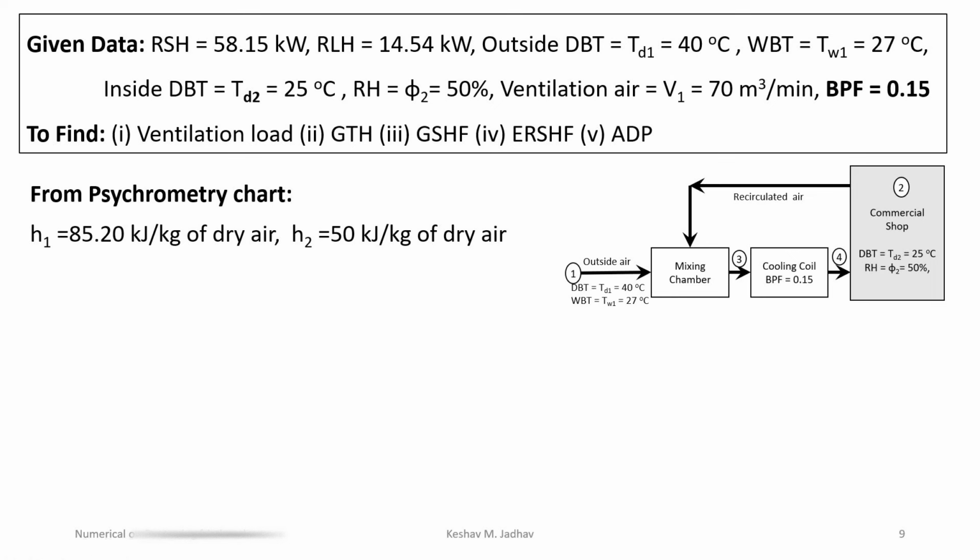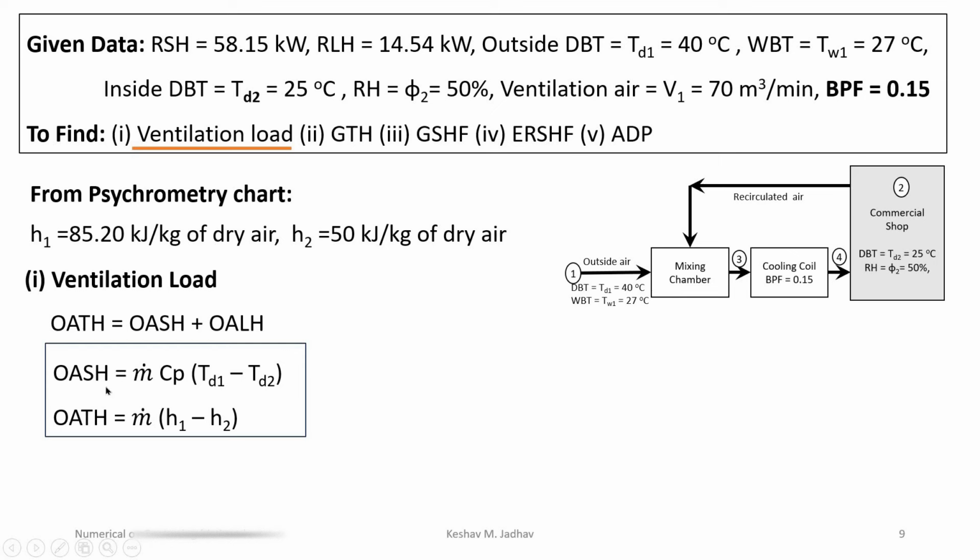Now we have to calculate the ventilation load. To calculate ventilation load, we have outside air total heat, which is equal to outside air sensible heat plus outside air latent heat. Also, outside air sensible heat is equal to m Cp delta T. Here, delta T is the dry bulb temperature of outside air minus the dry bulb temperature of inside room air. And outside air total heat we can calculate by using the formula m into delta H. Here delta H is the enthalpy of outside air minus the enthalpy of inside air.